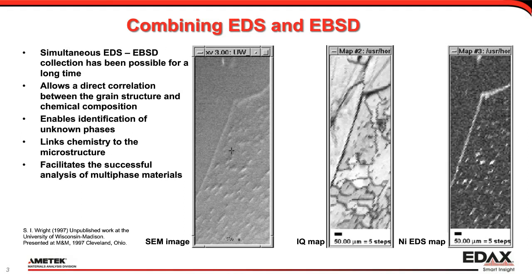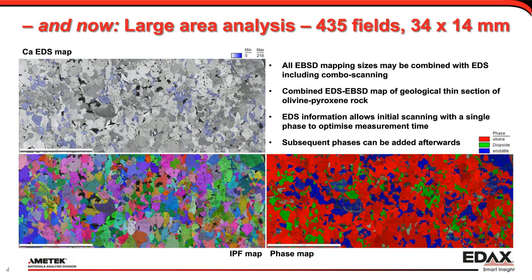Combining EDS and EBSD mapping is not new. This is the oldest example that I'm aware of from 1997, and as you can see from the EDS map on the right, the high nickel content nicely matches the small particles that you can recognize in the SEM image on the left. So there's a direct correlation between the chemistry and the microstructure. But this was 20 years ago. Things have changed a lot since those days.